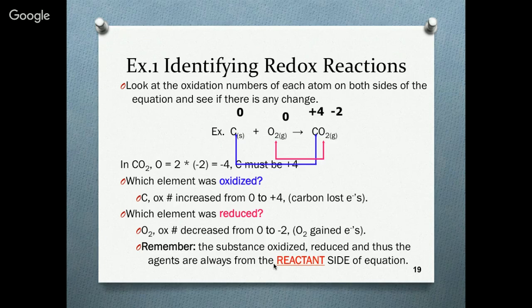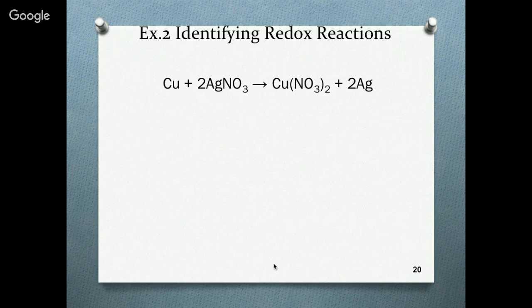Remember, though, in a question, if they were to ask you which substance is oxidized or which substance is reduced, always pick the one on the reactant side of the arrow. Okay, here's another example. So again, what I'd like you to do, take a minute to assign the oxidation numbers across the top, figure out what's oxidized and what's reduced.